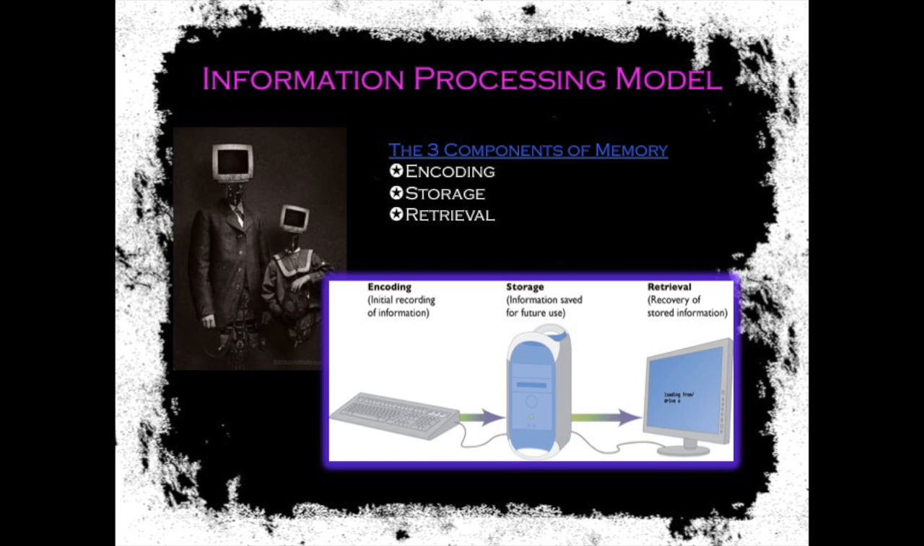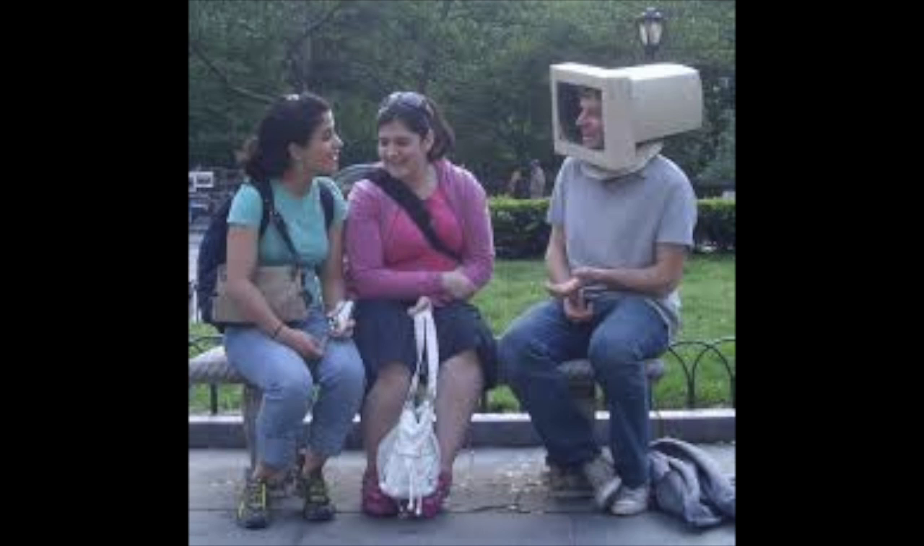So we're going to start by looking at memory from kind of the cognitive perspective, or the idea that our thoughts really drive our behaviors and that our brains operate similarly to a computer. And so the information processing model really uses this computer analogy to explain how the brain works, and specifically how memory works. So we spoke about encoding, storage, and retrieval, the three main components of memory.